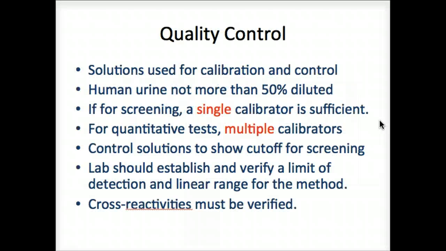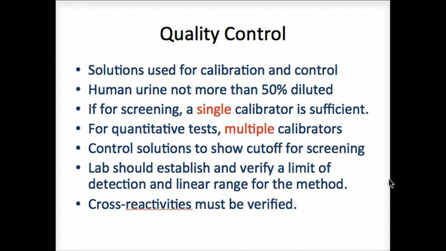Now that we've discussed the 6 major types of immunoassays commonly used in forensic toxicology for drug screening, let's conclude with a short discussion of other issues that are vital to the proper use of immunoassays. Of course, on this slide it says quality control, a very important area. Solutions used for calibration and quality control should be in a matrix similar to actual samples that are going to be analyzed. This is significant because matrix effects can be large.